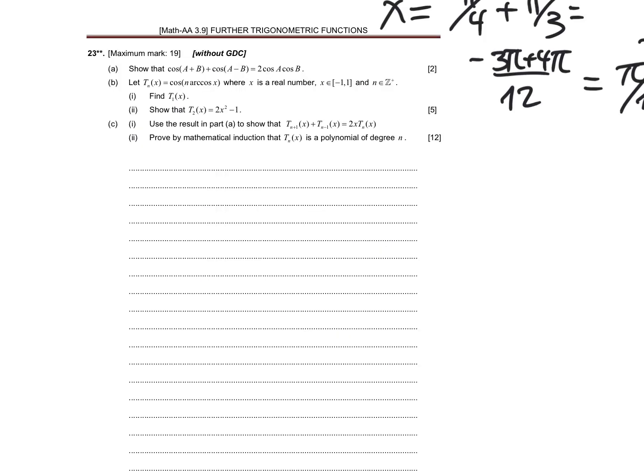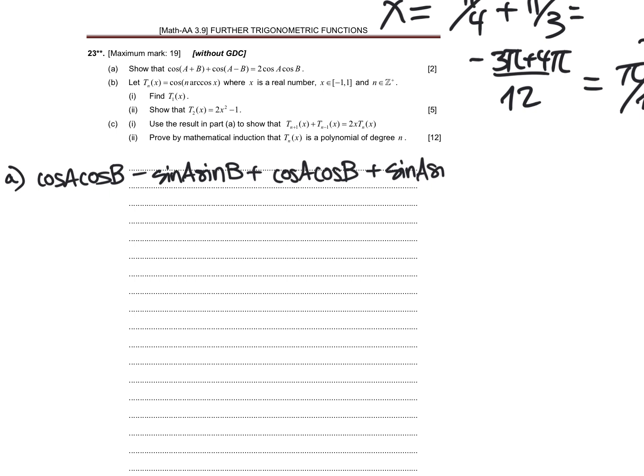Okay, 23a. So we're going to have cosine A cosine B minus sine A sine B, plus cosine A cosine B plus sine A sine B, which clearly cancels, so we're going to have 2 cosine A cosine B. Let T_n be that, where x is a real number between -1 and 1, and n is a positive integer. Find T_1.